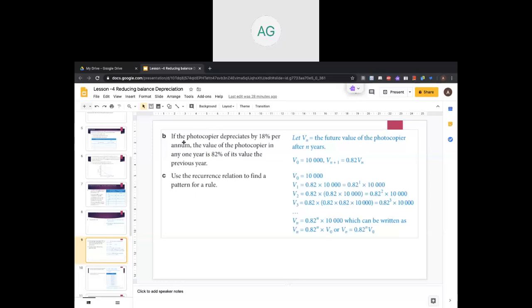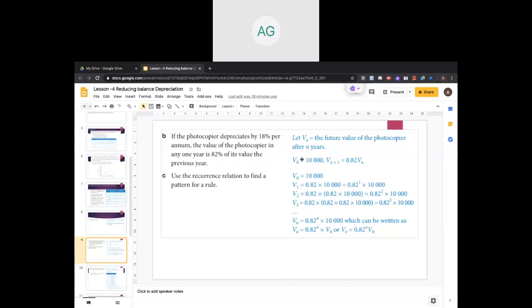Then the question was, if the photocopier depreciates by 18% per annum, the value of the photocopier in any one year is 82%, isn't it? If it's depreciating by 18% every year, then it means it's keeping its 82% of the value. How do we get that? It's 100% take away 18%. You will be familiar with this recurrence relation a little bit now. How do we represent that in a recurrence relation?